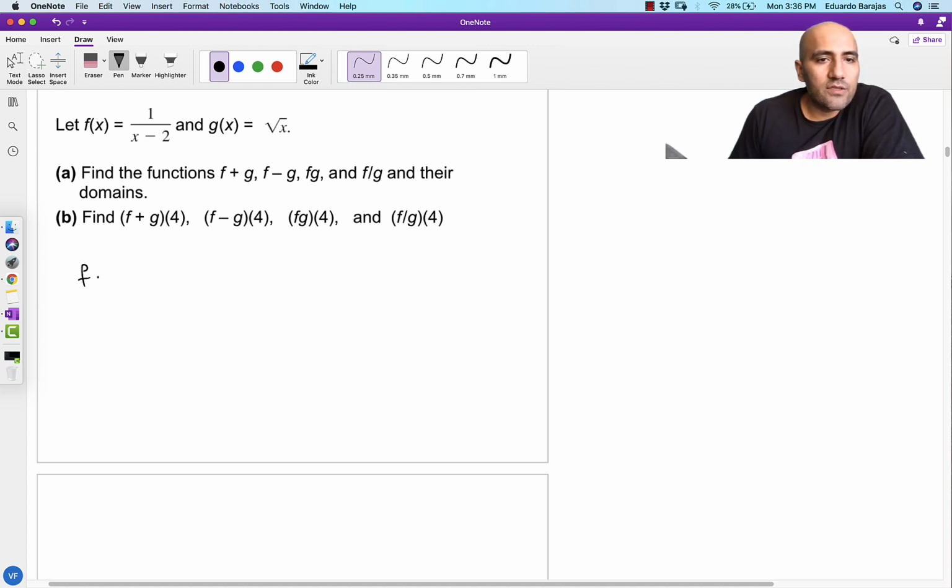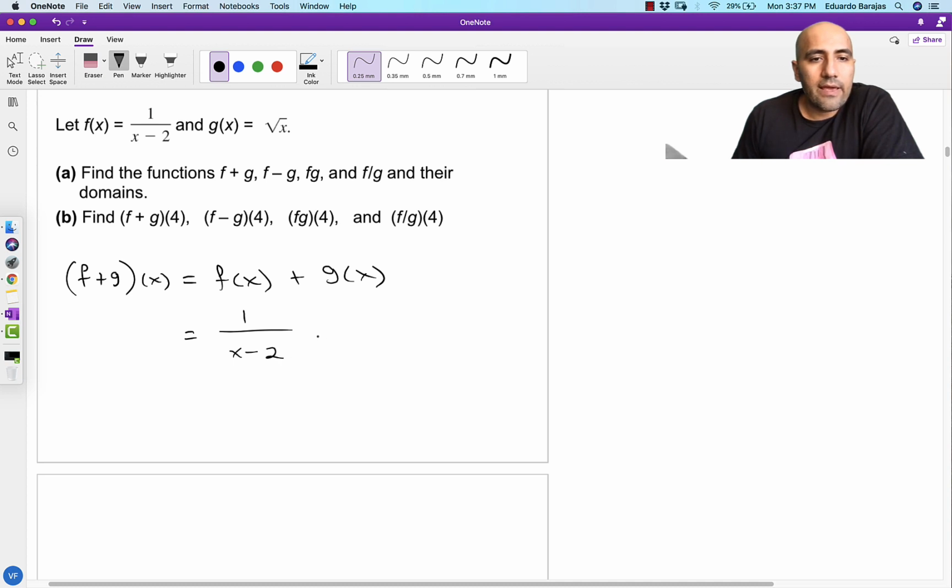So the new function, f plus g, evaluated at x. The definition of this new function is that it's equal to the sum of f of x plus g of x. And f of x is exactly this, so that's just going to be equal to 1 over x minus 2. And g of x is just equal to root x. And that's it. So this is a new function, f plus g, evaluated at x, and it's this, right?